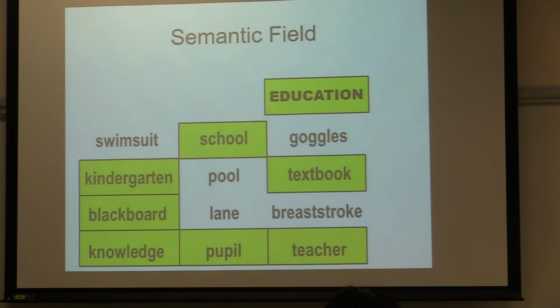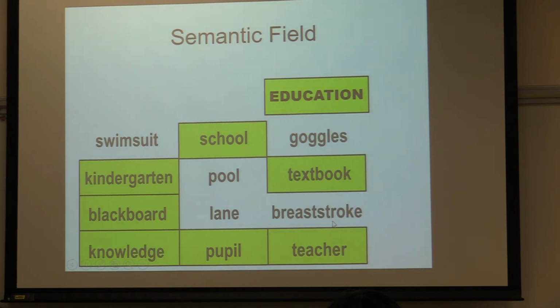What I want to say here is that words are related to each other, but they are not synonyms, right? They're not synonyms, like kindergarten, blackboard, textbook, but they're all related with each other under a broad term like education. So maybe we can see that these words belong to the same semantic field, related to education, while these belong to swimming, is that right?